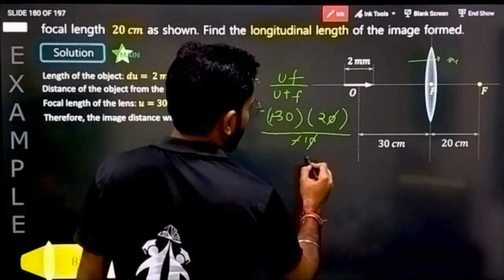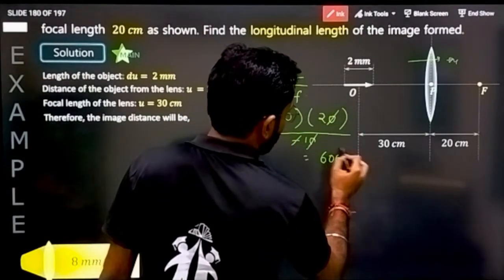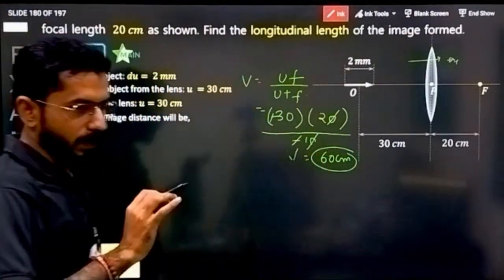And here this minus cancels. The answer will be coming 60 centimeter plus 60 centimeter. This is equal to v. Fine, one part is done.